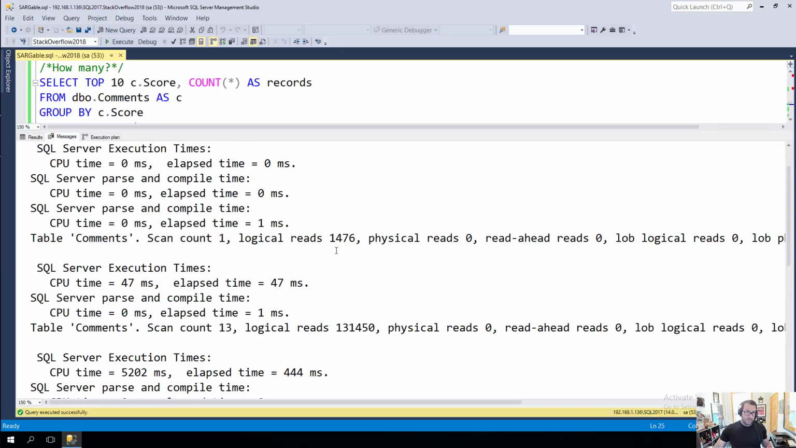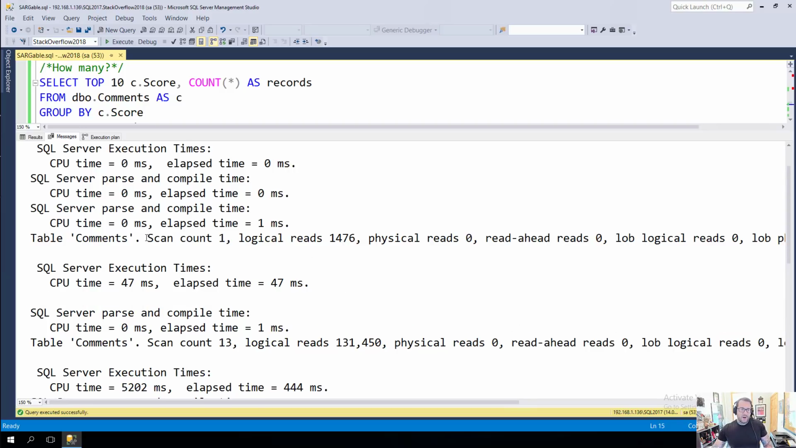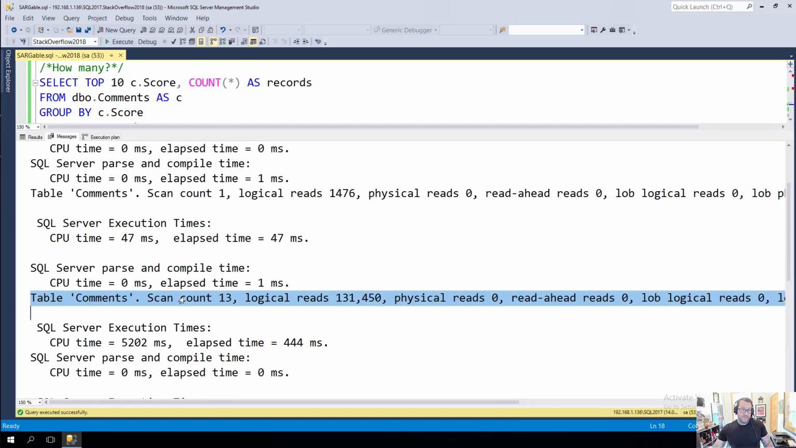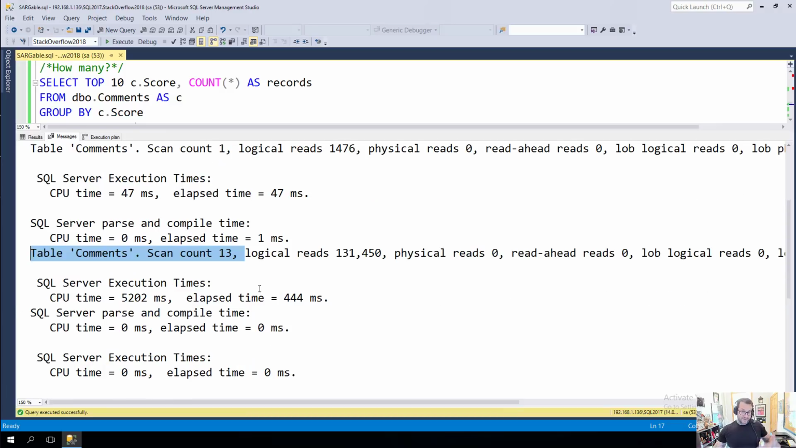With the sargable predicate on user ID, I only have to read about 1,400 rows. With the non-sargable query, well, I'm still reading 131,000. Whew. And again, the same sort of interesting thing happens where this query is serial and quick, right? CPU time 47, elapsed time. This one is definitely parallel, right? We're doing that 13 scan count, MAXDOP 12, using 12 threads to process the query. And this is, again, barely hanging on to competitive with 5 seconds of CPU time and about half a second of elapsed time.